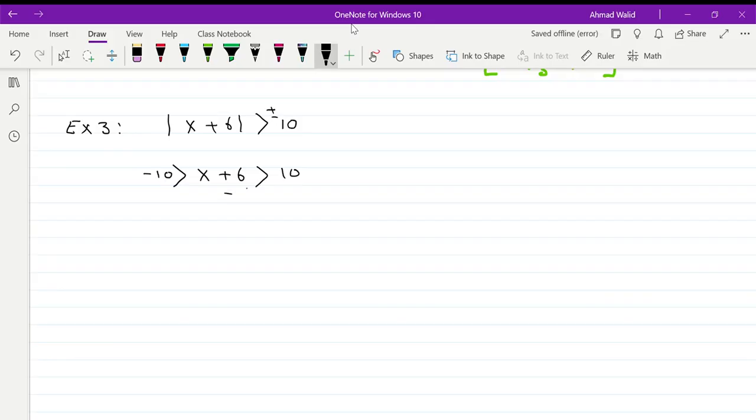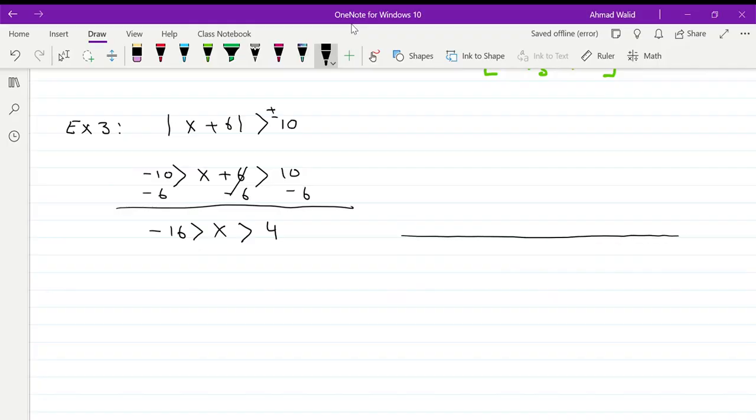Now subtract 6 from all sides. X greater than 4. Here less than negative 16. Let's graph it on the number line. Here is your 4. Mark here as a negative 16. Graph the first one, x greater than 4. I'm reading this part, right? X greater than 4 means parenthesis moving to the right to infinity.